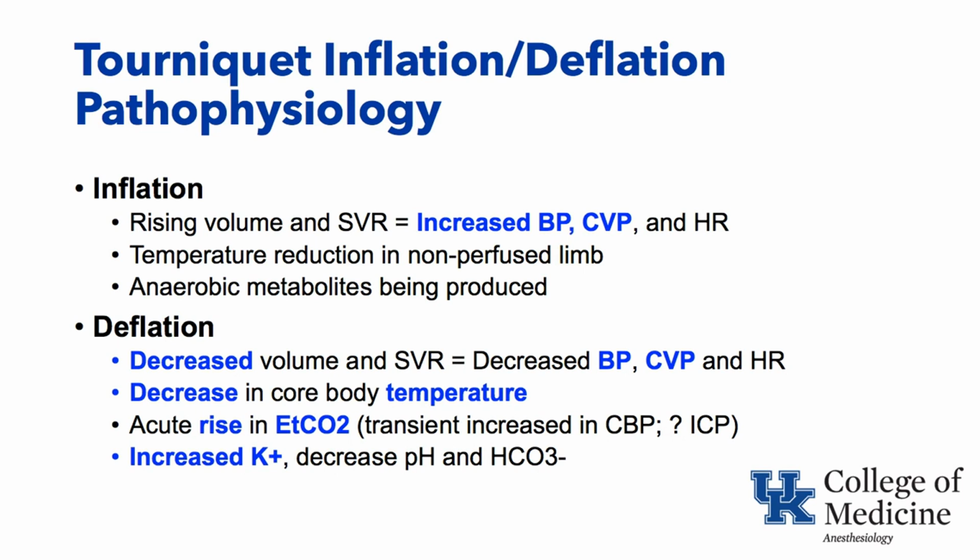So deflation of a tourniquet suddenly will decrease volume and systemic vascular resistance, and blood pressure and CVP often go down.